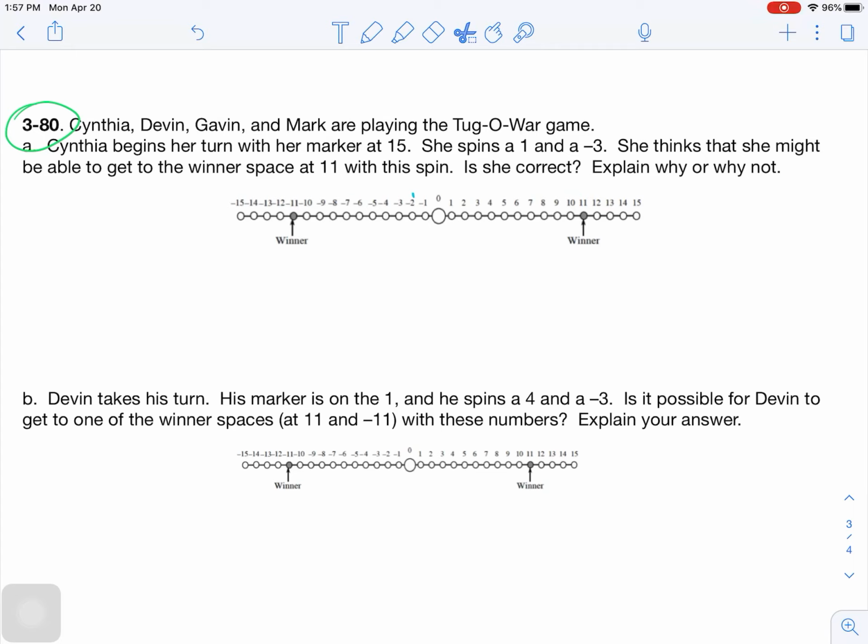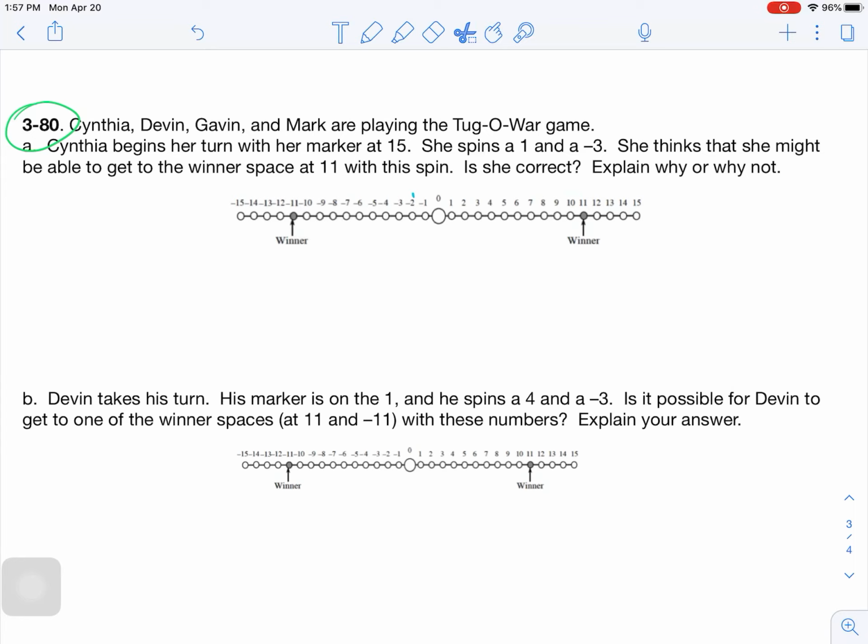Thanks for joining me. Now that you have played the tug of war game, we're going to dive a little bit deeper into the strategy behind it and answer problems 380 A, B, and C. You're welcome to pause this real quick and do the same. I just copy and pasted this from the directions above because, like you guys know, I'm a visual person. I need to see that game board in front of me to help me make sense of what's going on. So we are going to talk about 380.